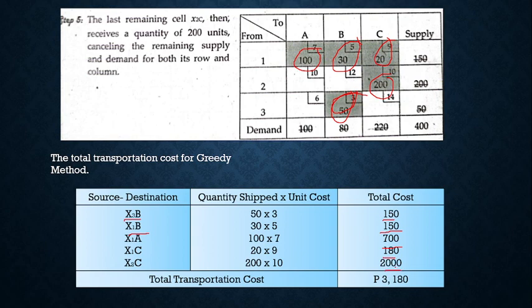And the total cost is 3,180 pesos. So, that would be the minimum solution or the cost for the grading method. So, the same problem lang po ha. Okay, and that would be all. Thank you.